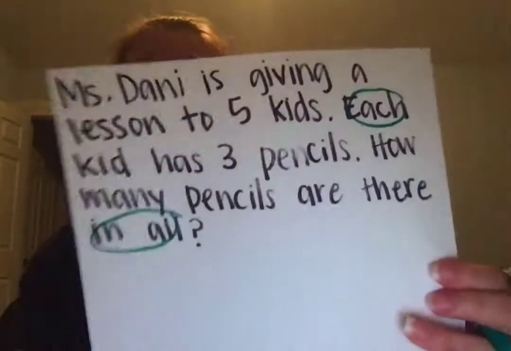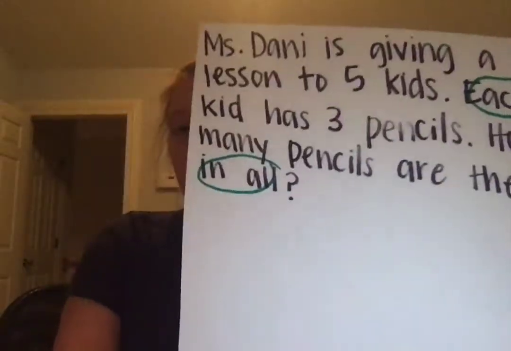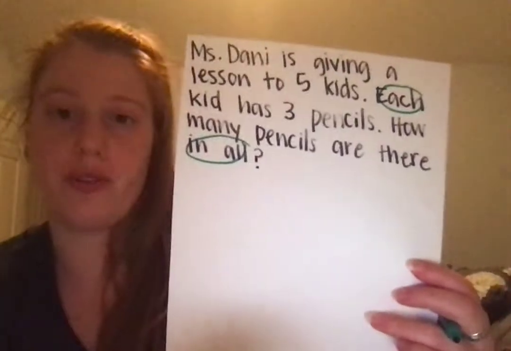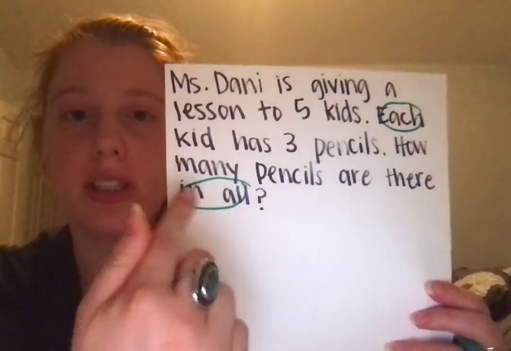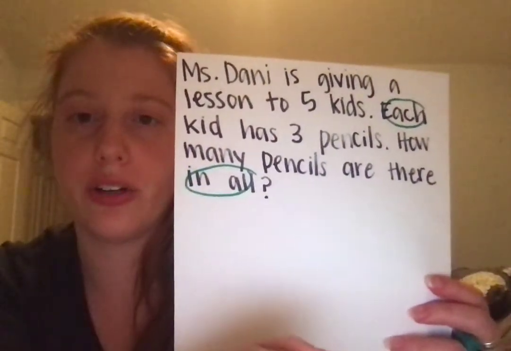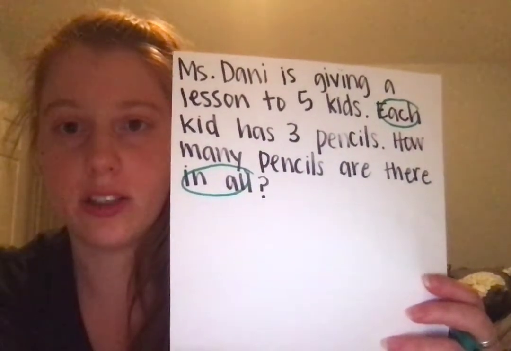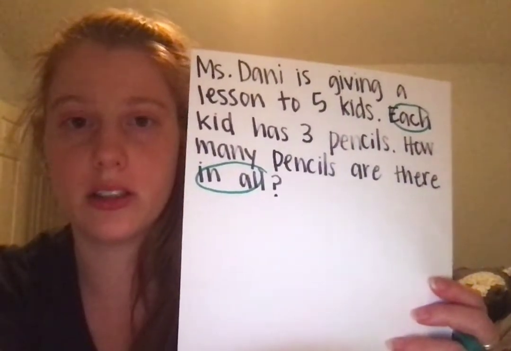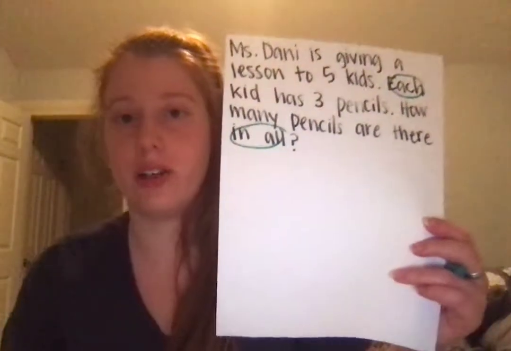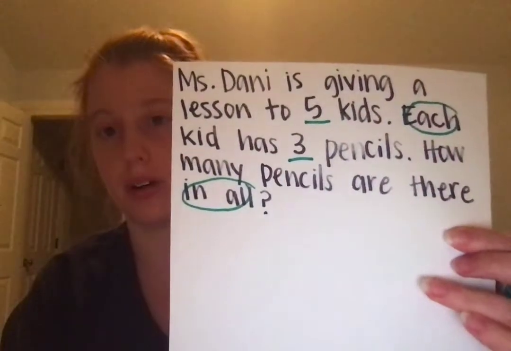All right, so we're going to go back. We're going to see if there's any unnecessary information in here. My question is, how many pencils are there in all? Miss Danny is giving a lesson to 5 kids. Each kid has 3 pencils. So there's no unnecessary information. I need to know that there are 5 kids, and I need to know that they each have 3 pencils. So those are my important numbers.